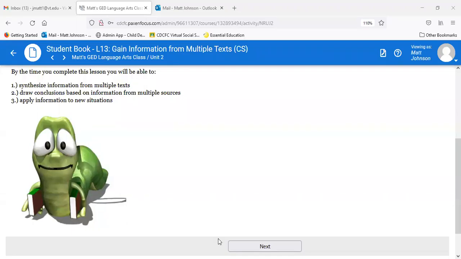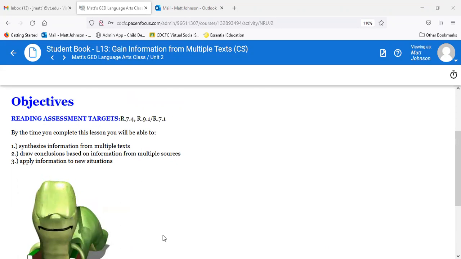And so, end of Unit 2, Lesson 13. Gain information from multiple texts. Continue to build on that idea of looking at different types of text and from different angles. So this time, it's going to be similar text and similar genres, but we're going to get back into synthesizing and drawing conclusions and stuff like that.